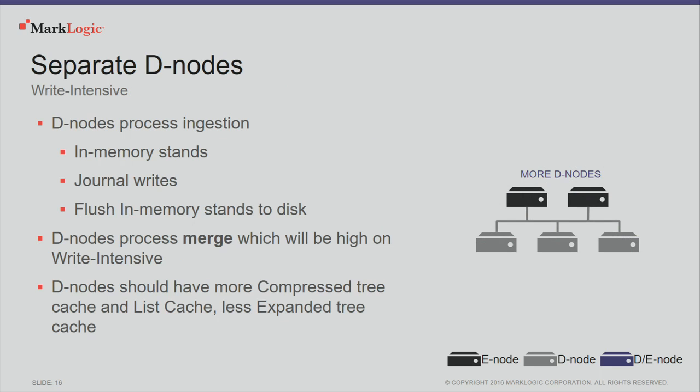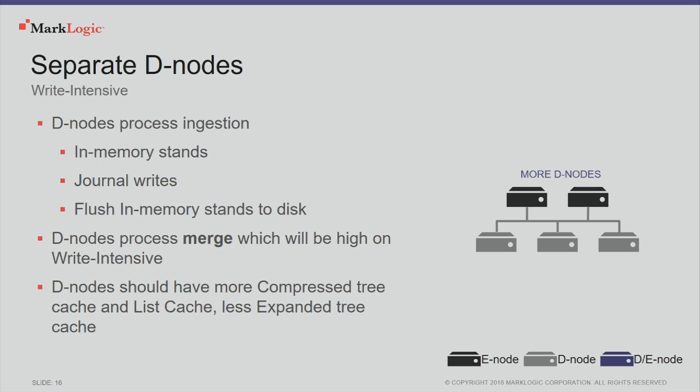Recap, a D node, it's doing the filtering. So what is a D node doing? The D node is handling ingestion. Just a quick brief of how ingestion works. We get the documents, we save to an in-memory stand. Once that stand is big enough, we save that to disk. But MarkLogic is a fully transactional, ACID-compliant database. At the same time, we are always writing to the journal.